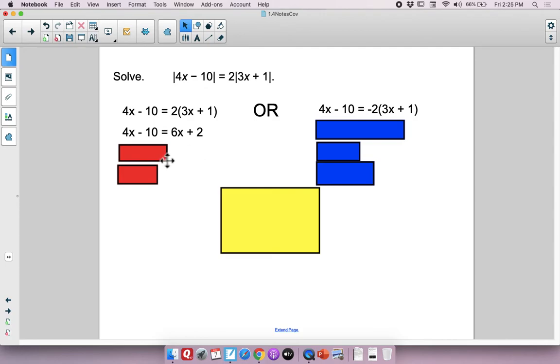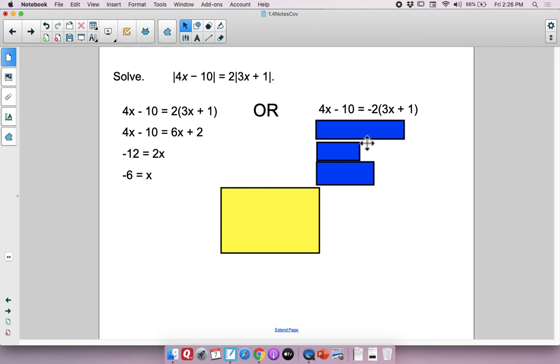Get your variable terms together. So I'm guessing I probably subtracted 4x from both sides. Let's see. Yeah, I did. And that would get me 2x. And then what else did I do? I subtracted 2 from both sides, got negative 12, and then divided by 2, so x equals negative 6.